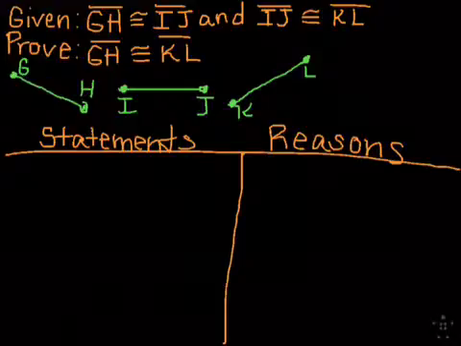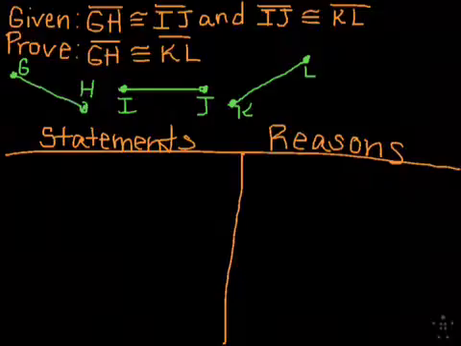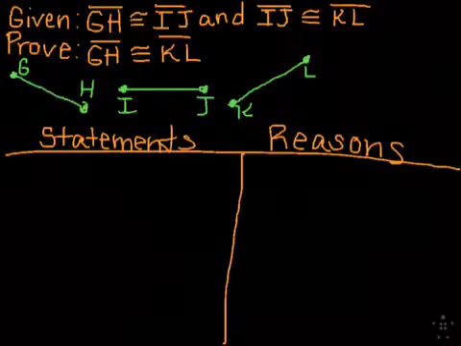All right, here's our next example. Line segment GH is congruent to line segment IJ, and line segment IJ is congruent to line segment KL. Prove that GH is congruent to KL. Okay, our pictures aren't drawn to scale, but we're just going to use the information we've been given.